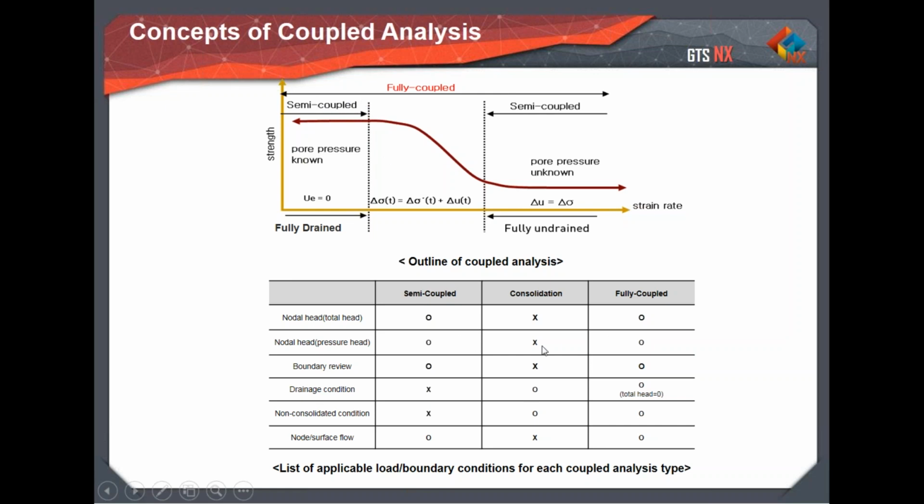And this just summarizes the boundary conditions that can be used for each kind of analysis. So you can see, for instance, that in the semi-coupled and fully coupled, the seepage boundary conditions can be applied, whereas for semi-coupled, you cannot use some of these other drainage conditions or non-consolidation conditions that you can use in this method. But fully coupled can basically cover everything. So it would be like the most complete, but also takes a little bit more time to set up based on the more advanced boundary conditions.